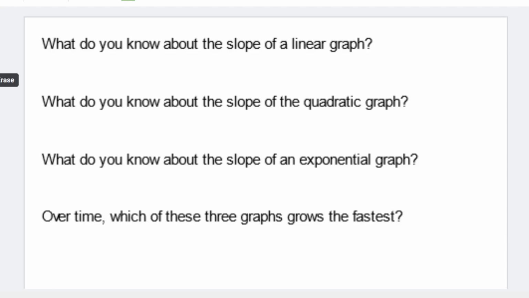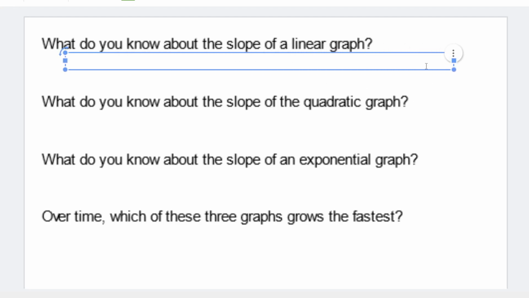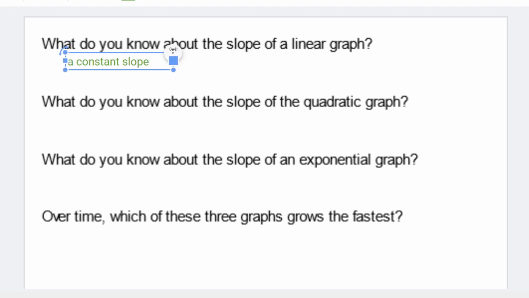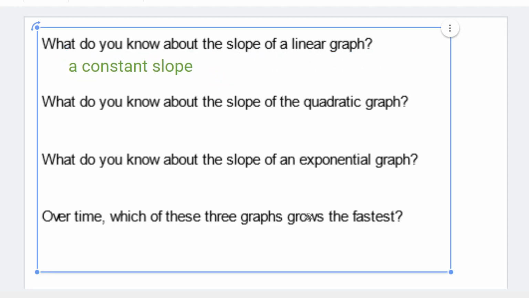In this example, we are looking at the end behavior of a graph, and we're comparing the different graph shapes to see which one will grow the fastest over time. If we think about a linear graph, a linear graph is known for having a constant slope. That's what makes it a line. It travels in the same direction forever and ever.